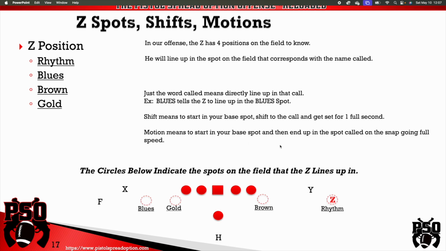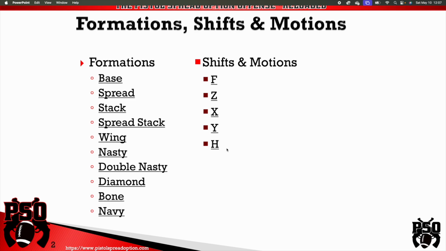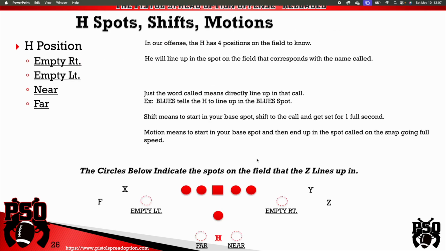Now we're going to get into where it gets very complicated. The H, he has got 4 also. Super complicated, as I was being facetious there, as you can tell. What we have here for the H is empty right and left, near and far. Near to the right, far to the left. Now what that does can be used in the exact same way. Normally he would line up behind the quarterback in our pistol set.